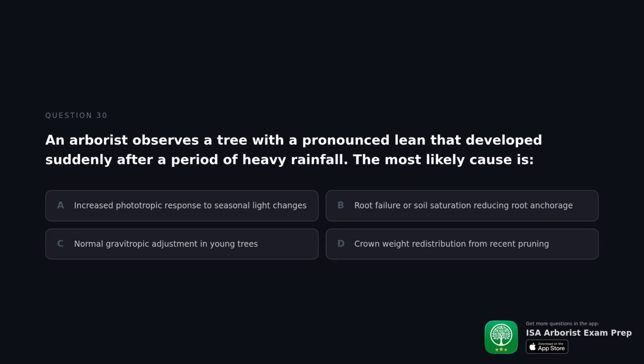An arborist observes a tree with a pronounced lean that developed suddenly after a period of heavy rainfall. The most likely cause is A. Increased phototropic response to seasonal light changes. B. Root failure or soil saturation reducing root anchorage. C. Normal gravitropic adjustment in young trees. D. Crown weight redistribution from recent pruning.